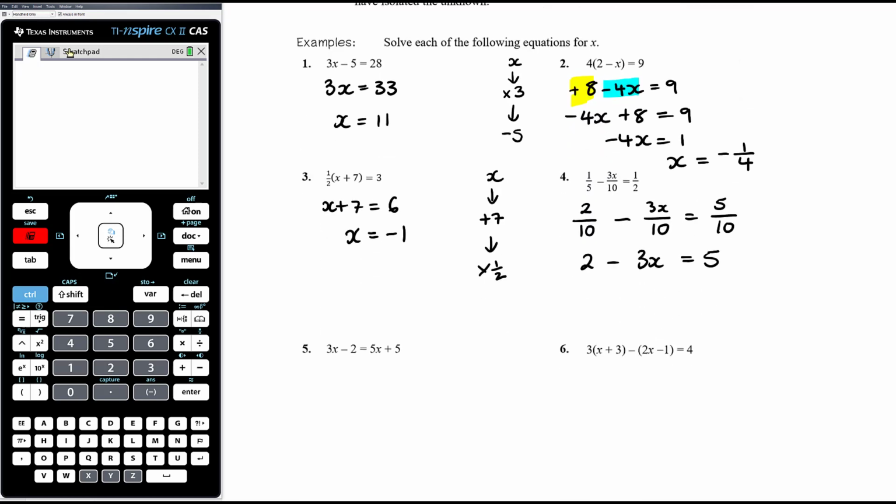Okay, again, if it helps you, like we did in example 2, to write this as negative 3x plus 2 equals 5. So I'm going to take away 2 first, negative 3x equals 3, and then I'm going to divide both sides by negative 3. x equals 3 divided by negative 3, which is negative 1.